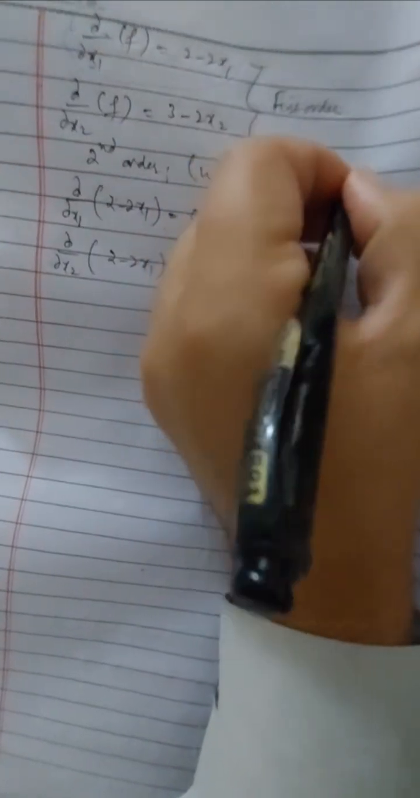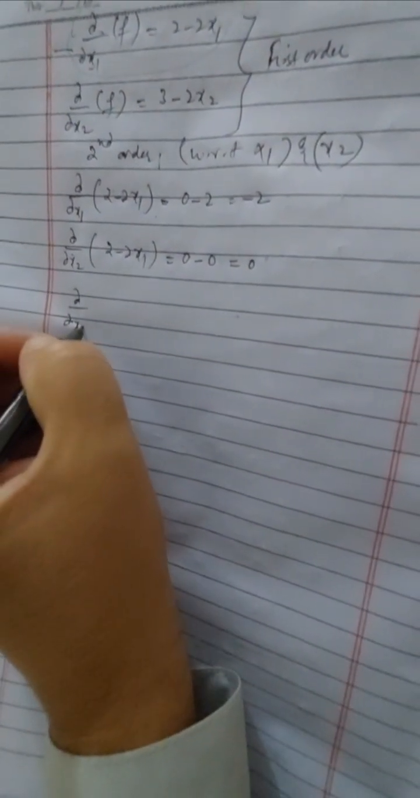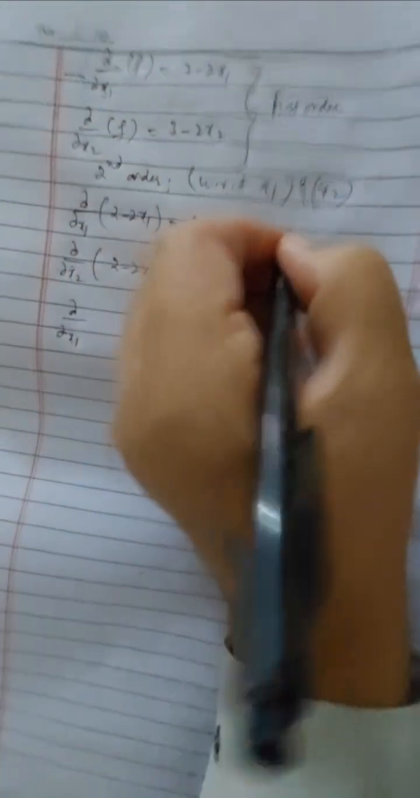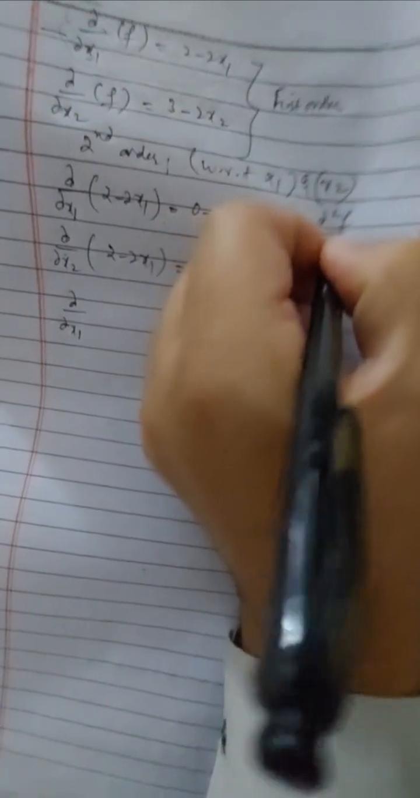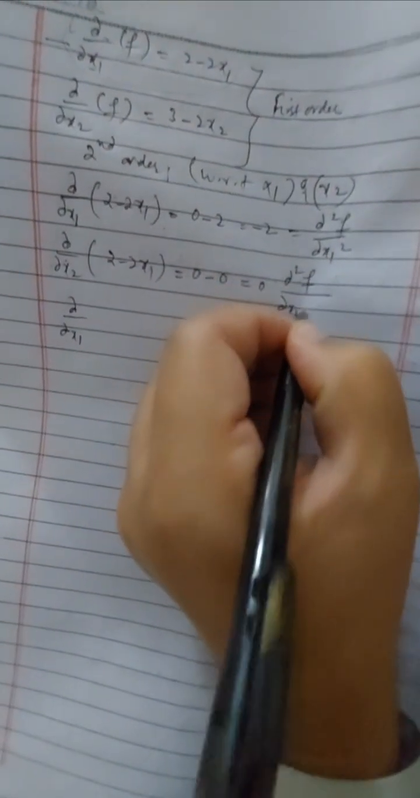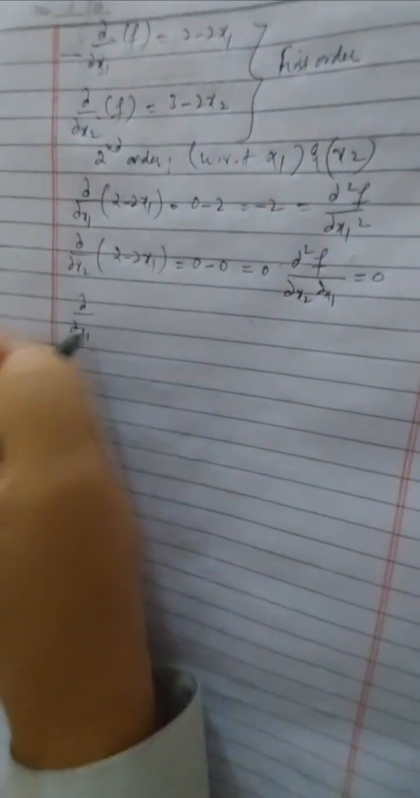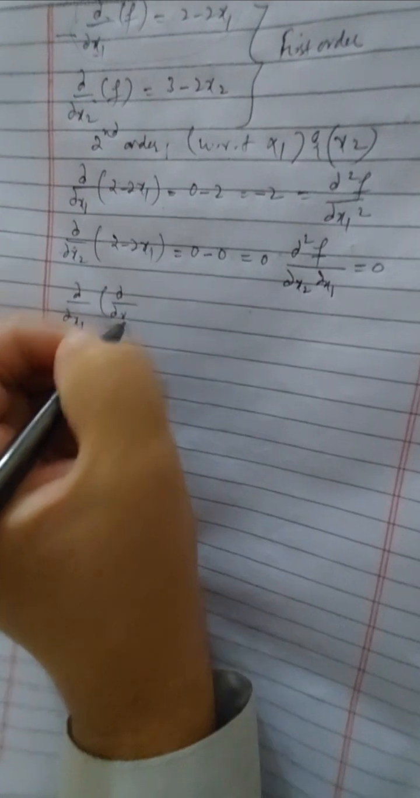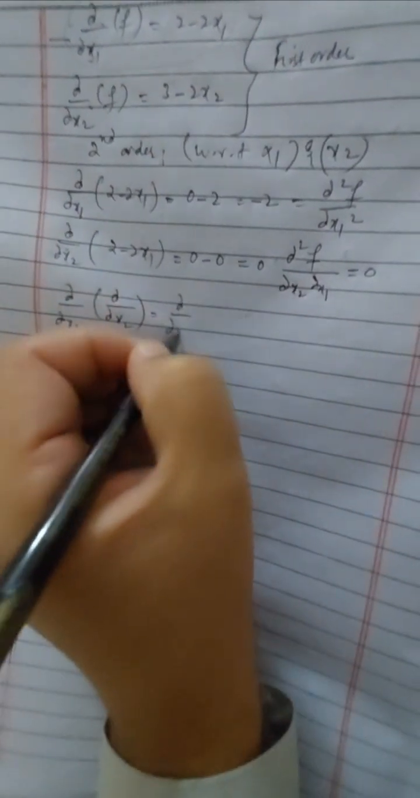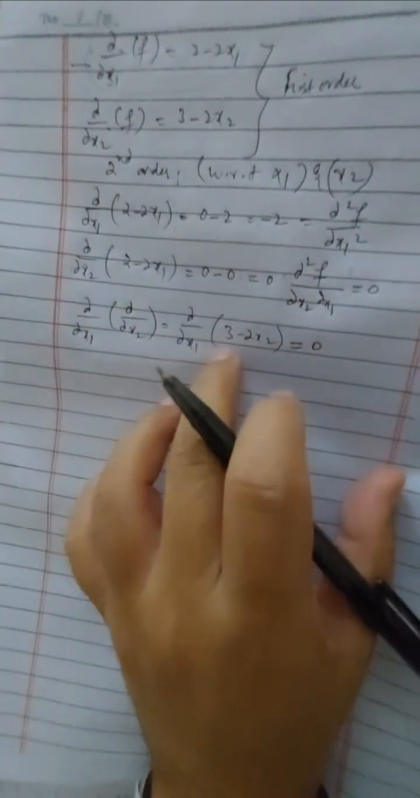With respect to x1 and x2, so this is for the first one. Now for the second one, we will do it with respect to x1, so it will be equal to d square f with respect to x1. Now doing this one with respect to x1, you will get 0 over here.